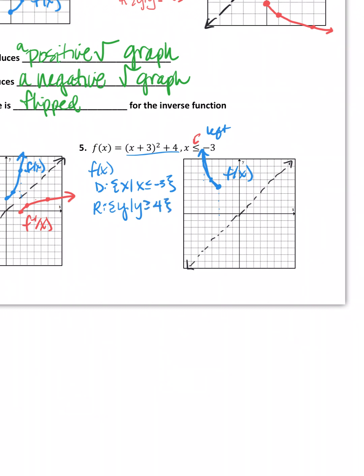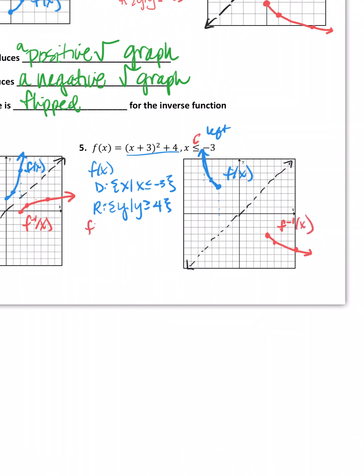All right, now let's graph our inverse function. So this one was at -3, 4, so I'm going to go 4 down to -3. And it's going to go down, so I go down 1 over 1, down 2 over 4, because I know it's going to create the negative curve. And I'm going to label that with the inverse notation.